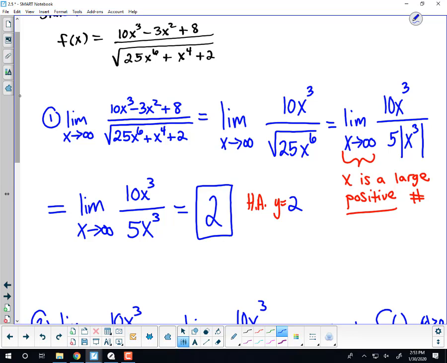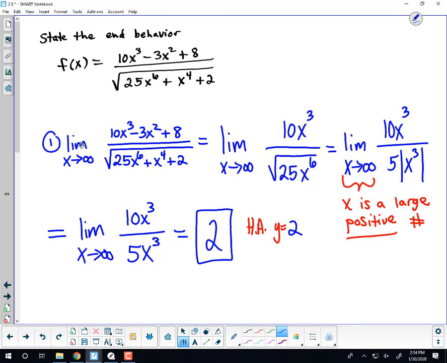So this way works in some instances, but I think overall that it's better to think of limits at infinity for a function divided by another function as, okay, what's the highest power of x in the denominator? Then I'm going to divide every term by that power.